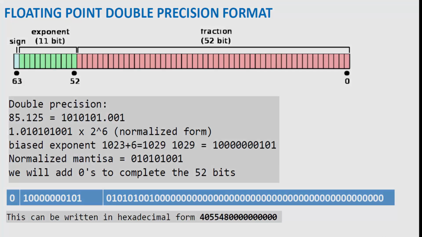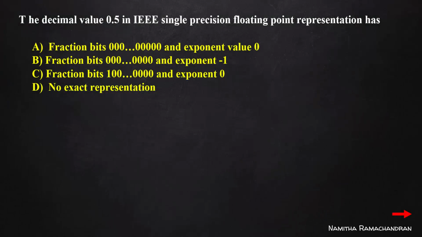Okay, so now we can consider some questions. The first question is, the decimal value 0.5 in IEEE single precision format has dash fractional bits, and which is the exponent value. This is the question. Decimal value 0.5 is given and is positive. It's IEEE single precision format we need to get, and from that we need to identify how many or which is the fractional part and which is the exponent.